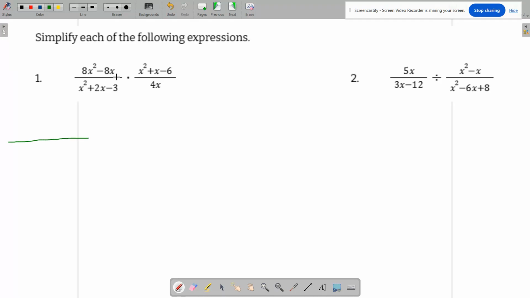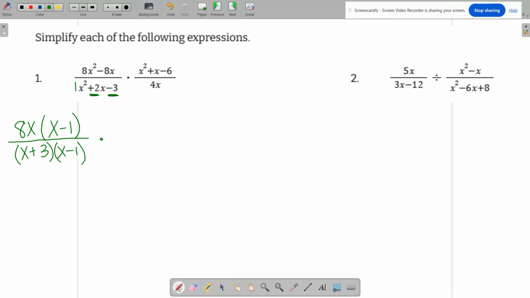So 8x squared minus 8x has a GCF of 8x, and when I factor that out, we're left with x minus 1. The denominator is a quadratic trinomial with a leading coefficient of 1. So that means we can use our shortcut, and we can say, what are two numbers that multiply to be -3 and add to be 2? That would be +3 and -1. So this would factor to be x plus 3 times x minus 1.